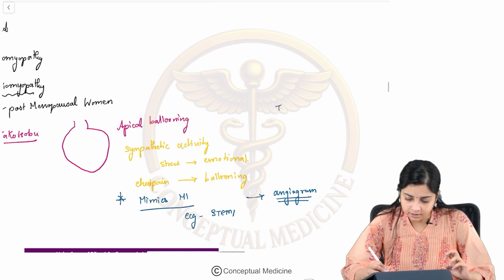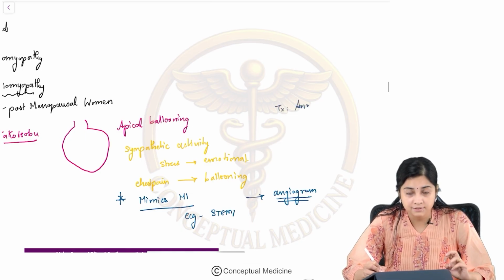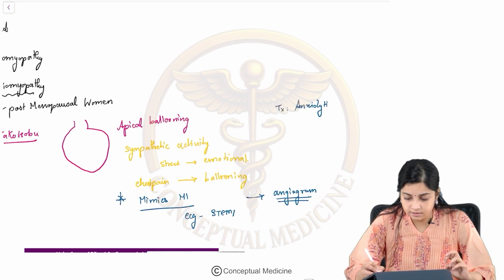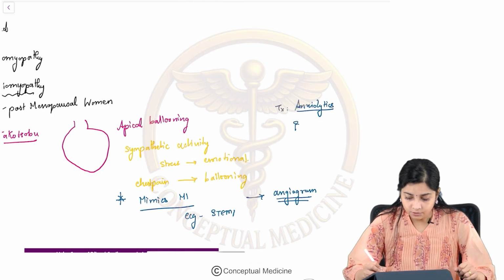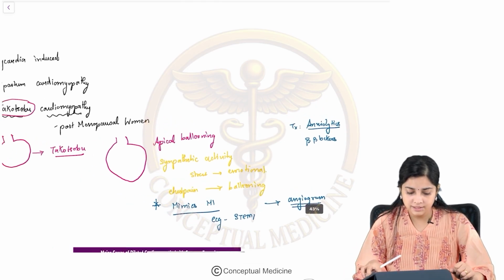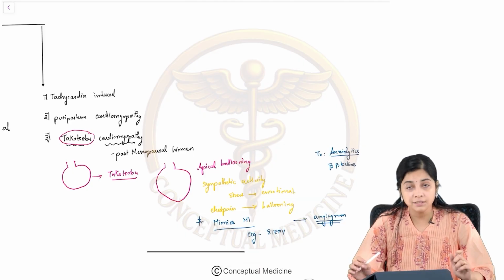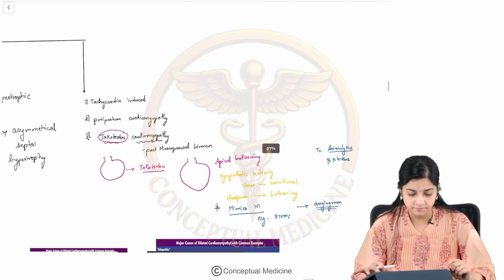What is the treatment? The treatment is basically giving anxiolytics, because this is mediated by sympathetic overactivity, and you can give beta blockers as well. So this is the special form of cardiomyopathy, the Takotsubo cardiomyopathy.